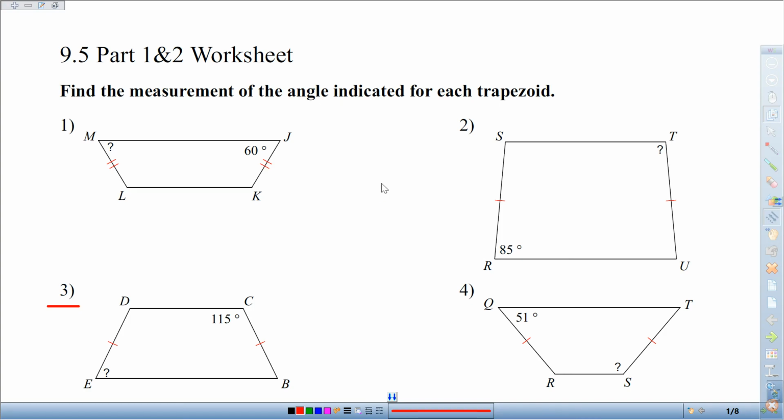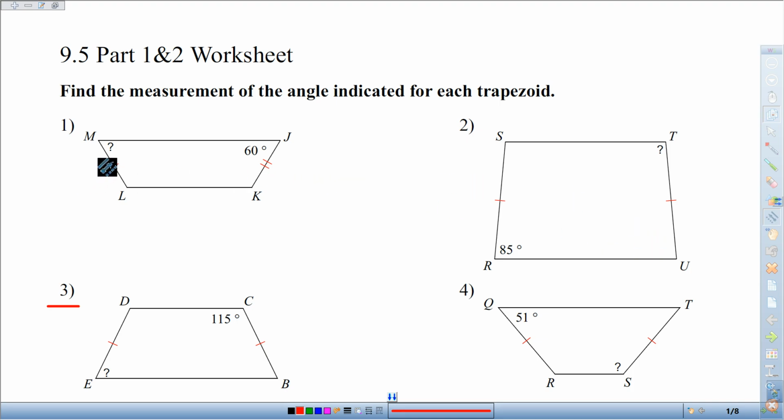Hello, everybody. So we're getting into our worksheet for 9.5 part 1 and 2. If you guys remember, part 1 of 9.5 was looking at trapezoids. Part 2 is looking at kites. That's the front and the back of this worksheet. So let's just jump into it.